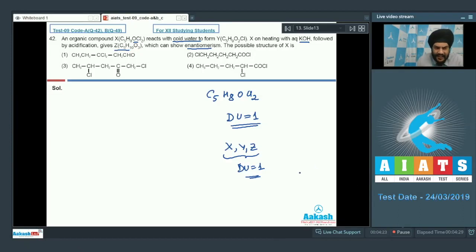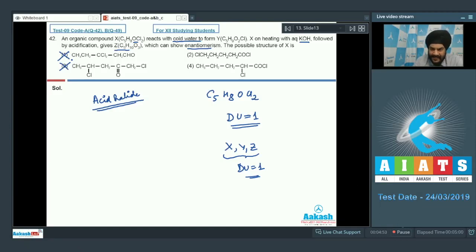Now if you look at the conditions which are given to us, it says that it reacts with cold water to form Y. A halide which reacts with cold water has to be an acid halide. Only acid halides react with cold water. The normal alkyl halides do not react with cold water to give us substitution products. So we have established that the compound has to be an acid halide. We can clearly eliminate the first and the third option as they do not react with cold water.